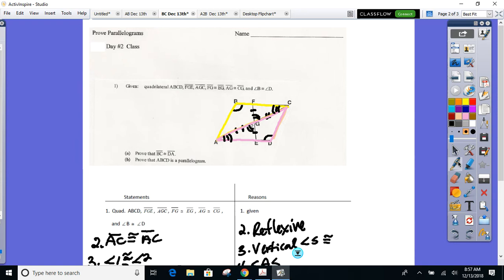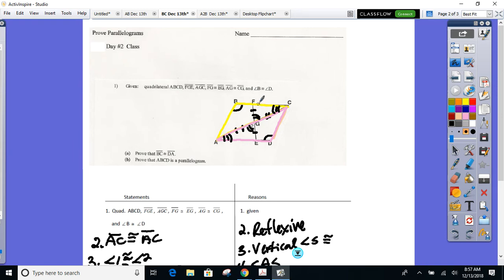Or stop, because this is good review for the quiz. You've already proven BC congruent to AD. What else would transform this into a parallelogram? One thing, Connor. The other pair congruent, or proving the congruent pair parallel.